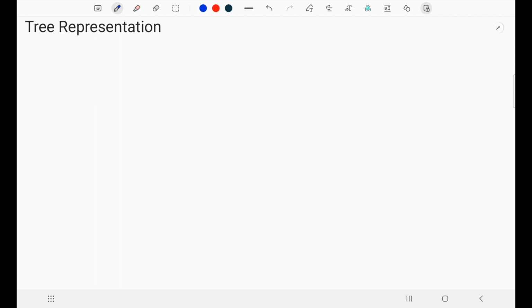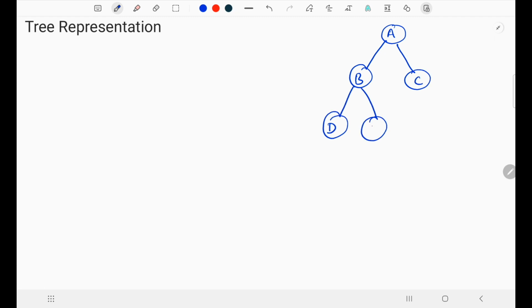Tree representation. What is the tree data structure? Tree is a non-linear data structure. Let me draw the tree. Suppose this is A, B, C, D, E, F. Okay. Last video we discussed a lot about the tree data structure and its terminologies.